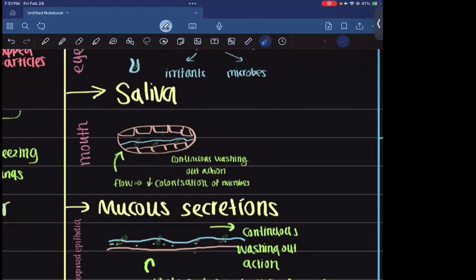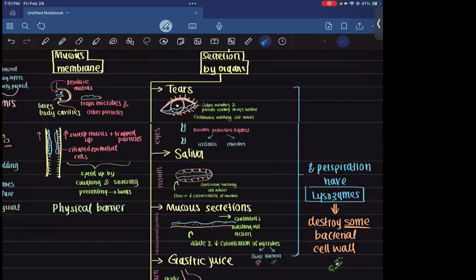So this is the second secretion. It is secreted by the salivary glands. Where is it present? It is present in your mouth.